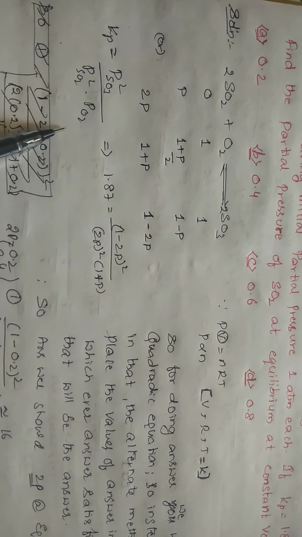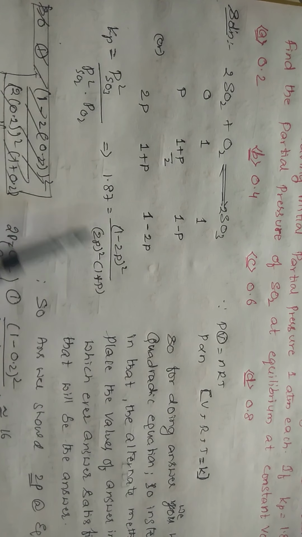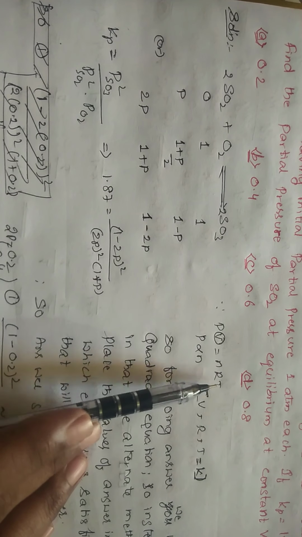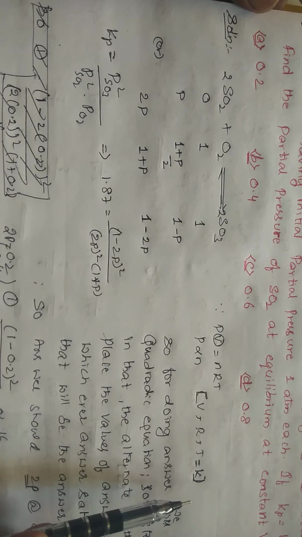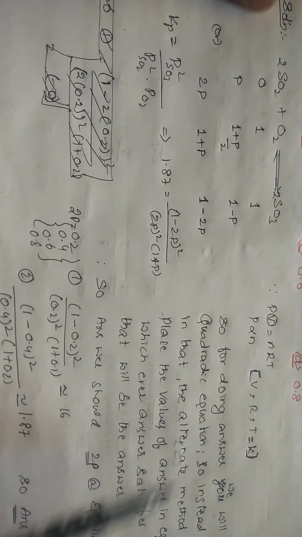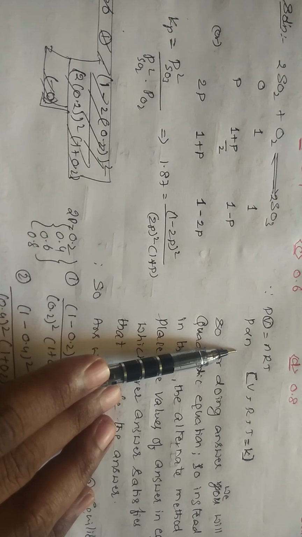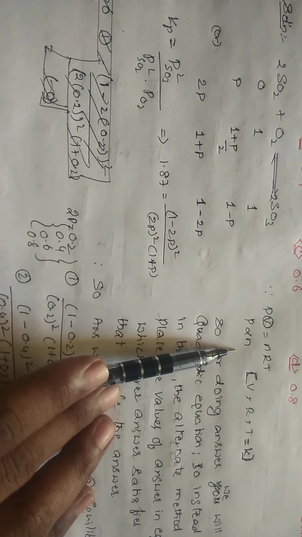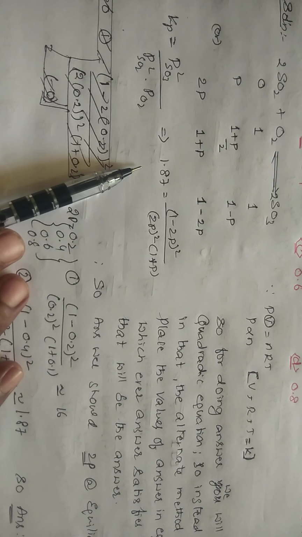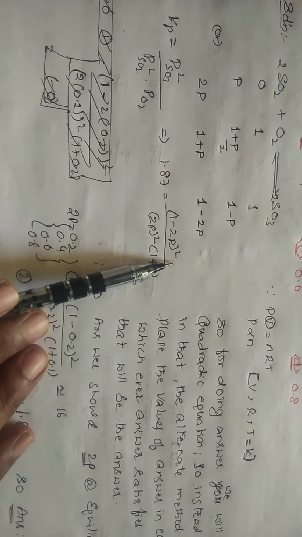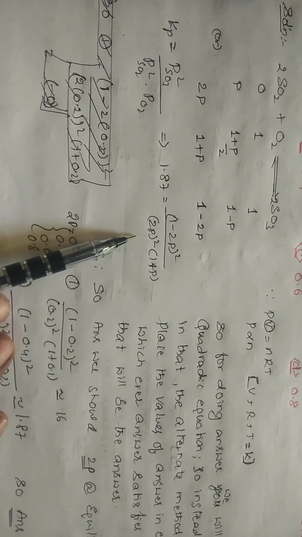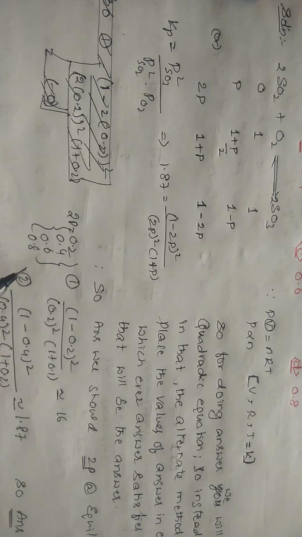Go for the Kp, and you require the P value. PV is equal to nRT is the ideal gas equation. P is directly proportional to n because V, R, T are taken as constant. So for doing this problem, P is proportional to the number of moles. So 1.87 is equal to (1 minus 2P) whole square by (1 plus P) into (2P) whole square. So that you will be getting one equation.